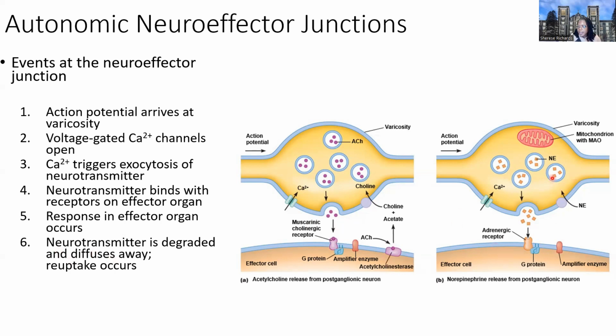On the sympathetic side, things differ a little bit. The receptor is an adrenergic receptor. The amplifier enzyme, we said, can again vary depending on the specific type of receptor and the specific tissue. The neurotransmitter that's packaged in the vesicle here is now norepinephrine.